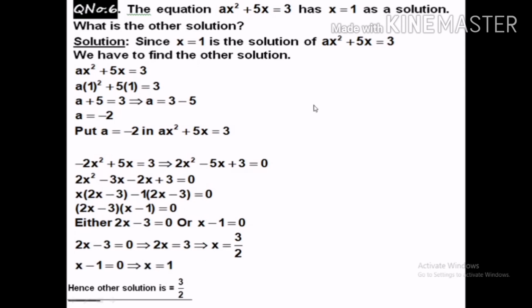x is equal to 1, that is already given in the equation as the solution. Find the other solution, so the other solution becomes the second root, that is x is equal to 3 by 2. So first x is equal to 1, that was given, and we found the next root, that is the second solution.